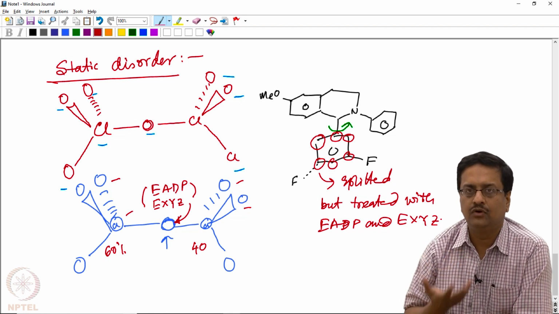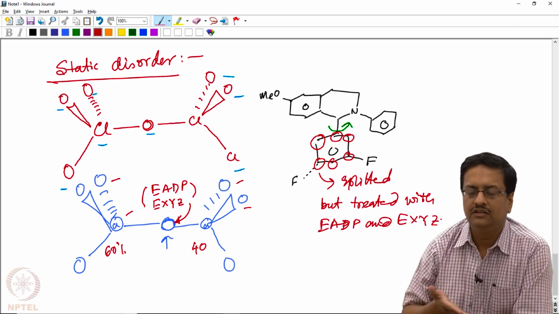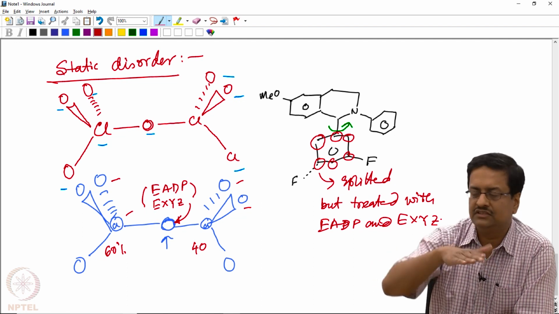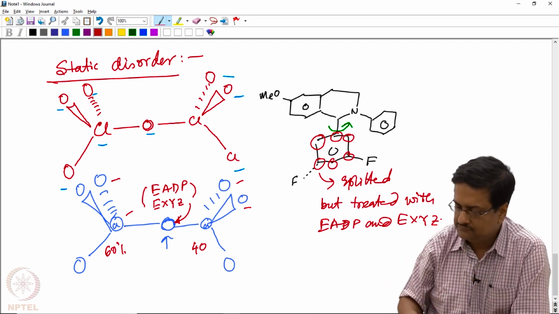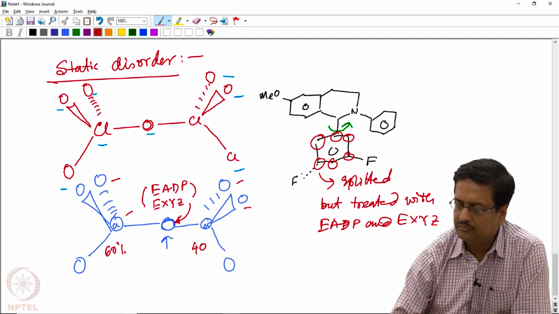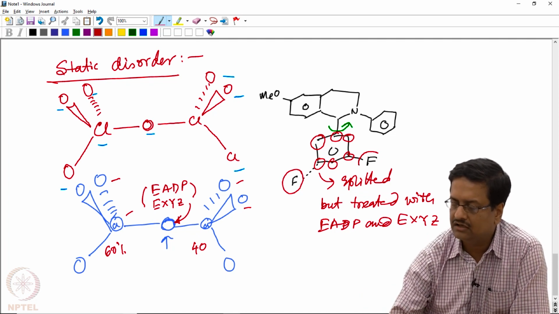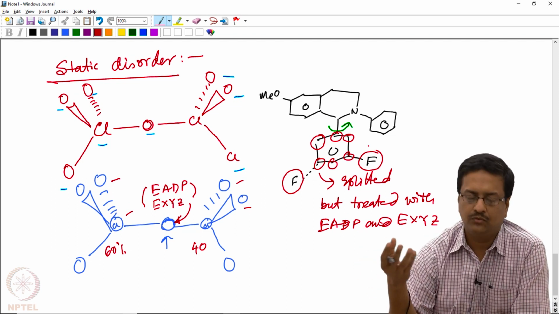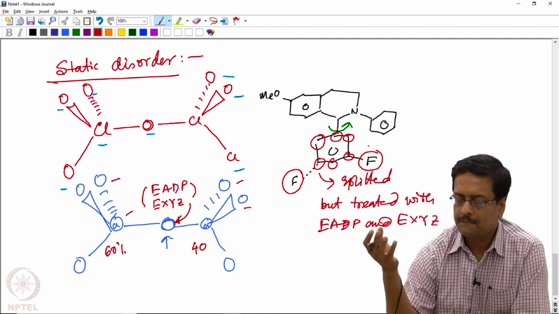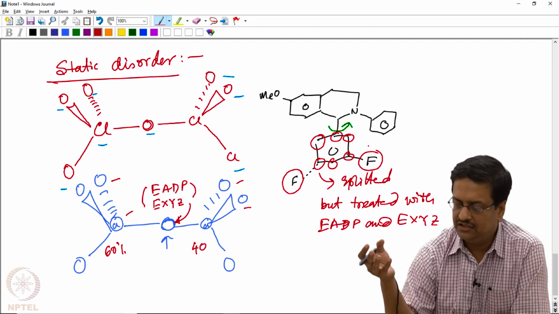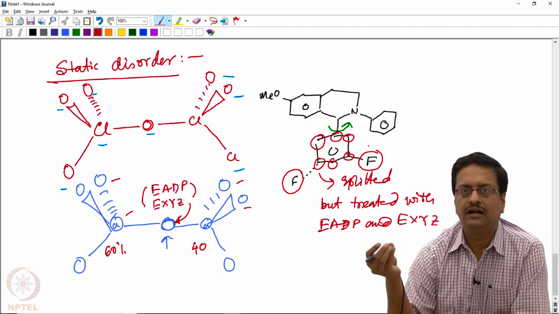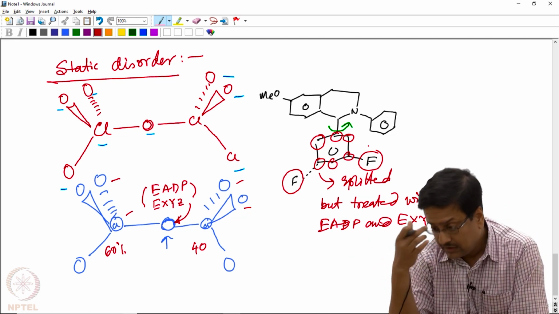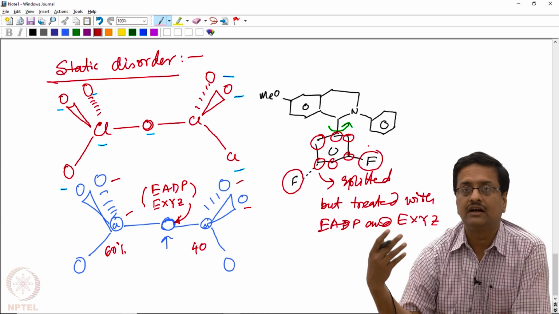As a result, the coordinates of carbon atoms are the same, but the fluorine is changing its orientation from this side to that side. So that orientation being different, the fluorines will not have corresponding EADP or EXYZ. They will have their own atomic coordinates, which should be defined separately using the FVAR command, that is the free variable command, and doing it in +21 and -21.